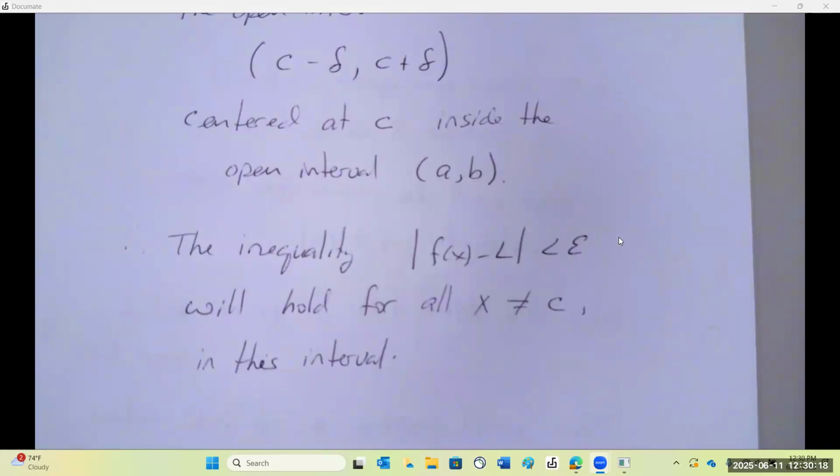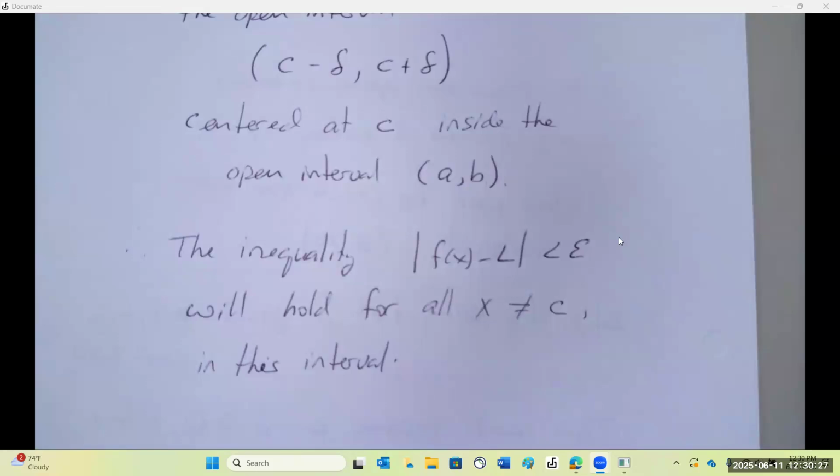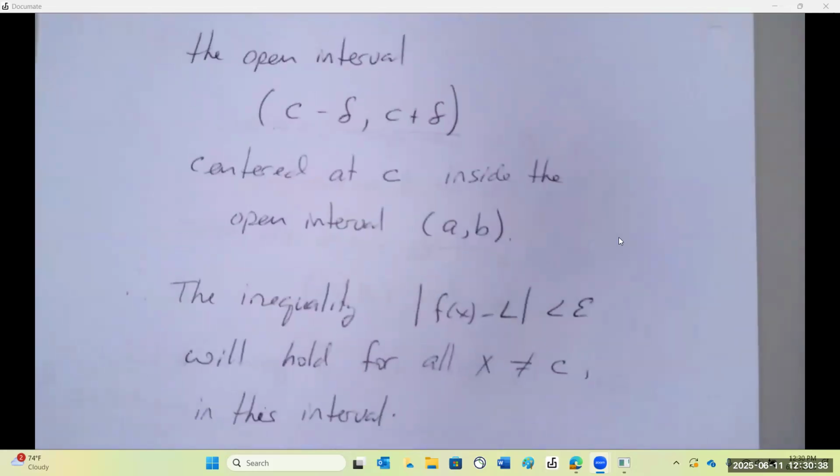So we have to first find the open interval AB. Once we find A and B, the interval AB, then we find the smaller interval C plus and minus delta. It's got to be inside. This interval has to be inside the larger interval, which is why we use the smaller of the two if it's not symmetric.